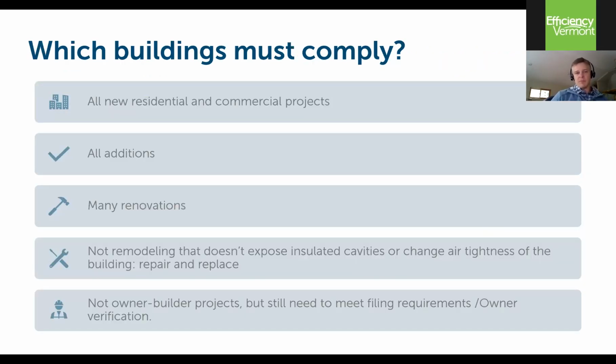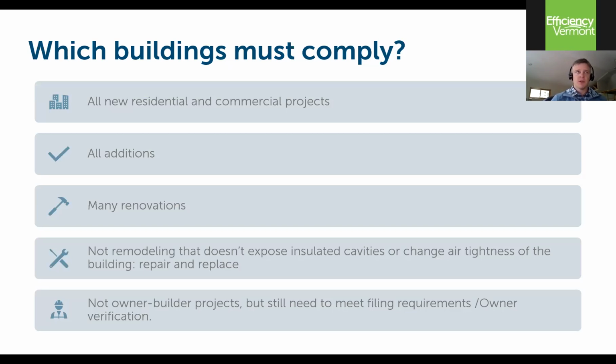So in general, what buildings must comply? All new residential and commercial projects. This means any new single family homes. Single family residential is what RBES covers. All additions need to meet the requirements for new construction. That means if you are adding on to an existing home, you're essentially treating it as building that part as a new house. So it needs to meet the full performance requirements of the 2020 RBES in that circumstance.